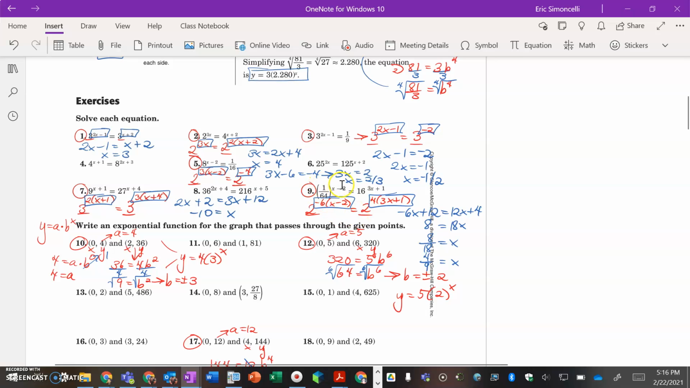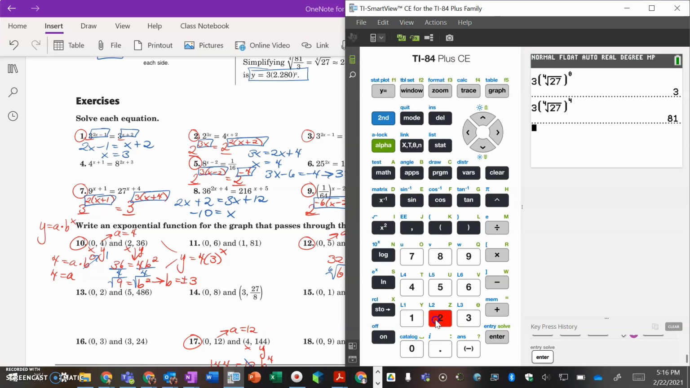Number 9, you see on the left side 1/64 to the x minus 2 power, and that equals 16 to the 3x plus 1 power. 1/64 can be and should be rewritten as 2 to some power because 16 can also be rewritten as 2 to some power. So if we take this and write it as 2 to the negative 6th, and yes, 2 to the negative 6th is in fact 1/64. So of course 2 to the negative 6th will be its reciprocal, 1 over 64.